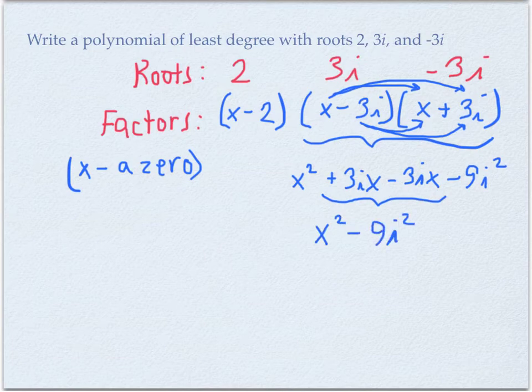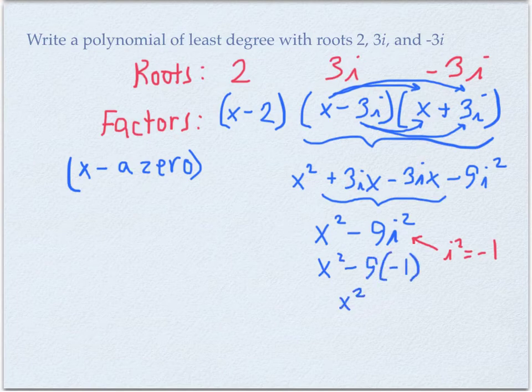Now I know you studied this before, but what do you remember about i squared? Well, i squared is actually equal to negative 1. So if I put a negative 1 in here, x squared minus 9 times negative 1 is actually going to turn this into x squared plus 9. So that's a handy thing that happens when you multiply the factors of complex numbers together like that.